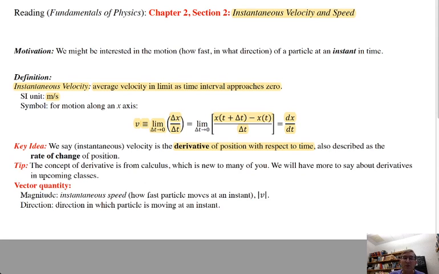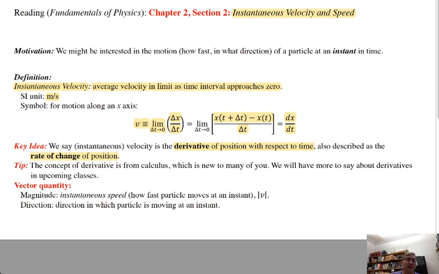But we also use the words rate of change of position. A derivative measures the rate of change of a function. And instantaneous velocity is the rate of change of position. So with instantaneous velocity in kinematics, we are watching a particle and we are measuring the rate of change of its position at any given time.